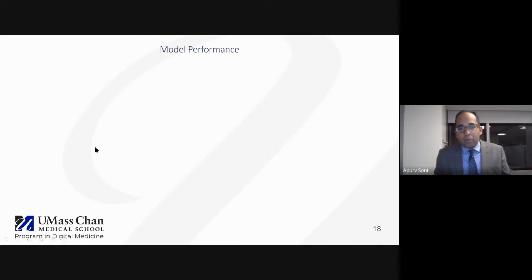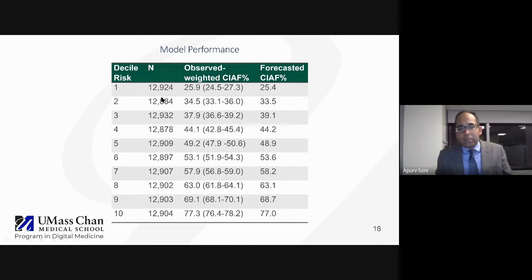In terms of how it performs, the best way to think about it is, does it achieve the function of helping risk stratify the population into categories that have different risk of undernutrition in the first 5 years of life? And so we were able to risk stratify the population into 10 categories. On the middle column here is the observed rate of undernutrition, and on the right side is the predicted or forecasted rate of undernutrition.